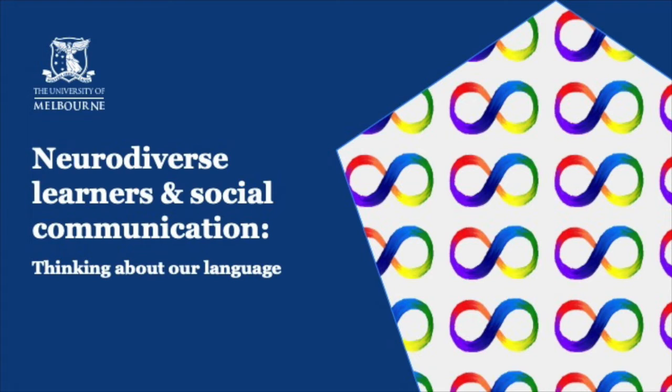This is a video about neurodiverse learners and social communication. It's designed to help you to think about your language in your teaching and interaction with autistic staff and students. My name is Matthew Harrison. I'm from the Melbourne Graduate School of Education. My role is I coordinate autism intervention.